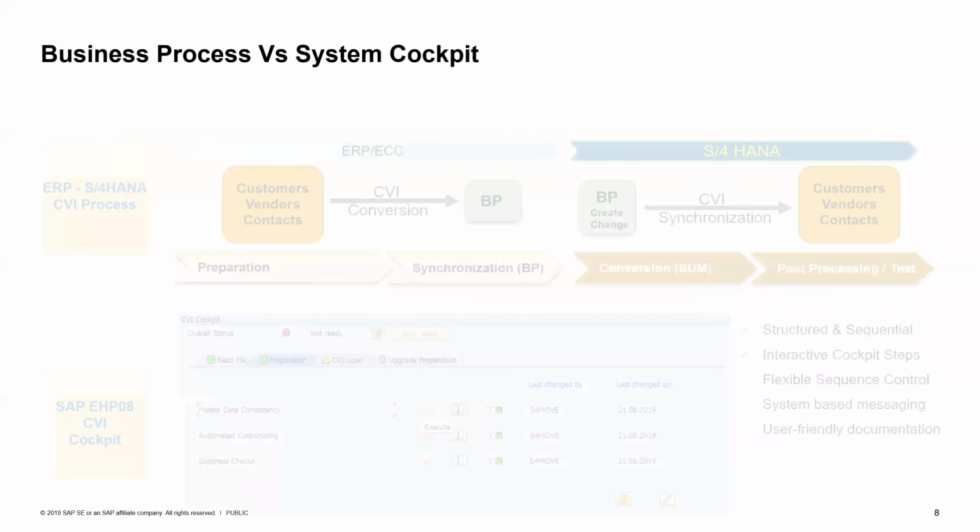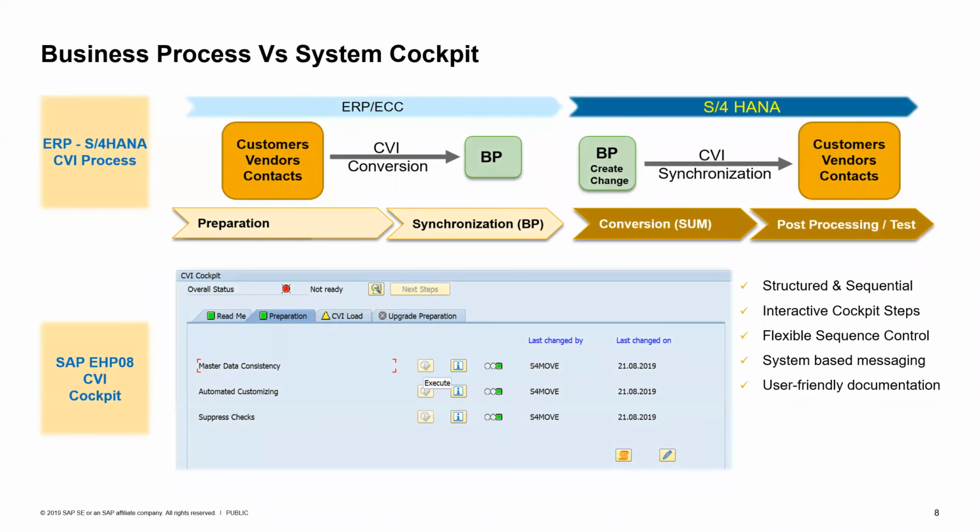And now I'll briefly show another diagrammatic explanation as to how exactly the steps that I just walked you through are now brought into the system. What you see on your screen is a brief representation of the system CVI cockpit. And just to talk about the main features that we are looking at when we are talking about the delivery of the CVI cockpit in the standard feature set.